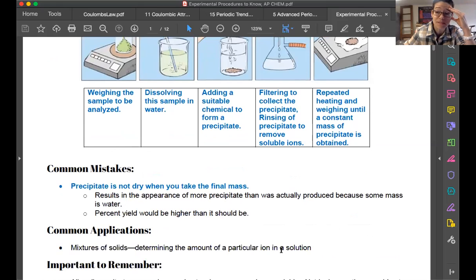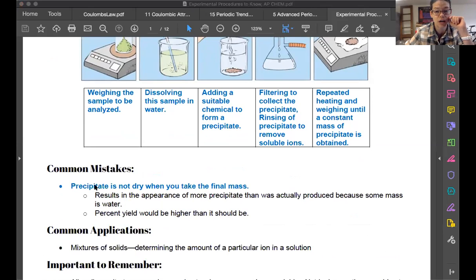The most common mistake when you do this is that your stuff isn't actually dry. And if your stuff's not actually dry, your mass is going to be too heavy, right? Because you've got extra water in there. And if you've got extra water in there and your mass is too heavy, then your percent yield is going to be too heavy.